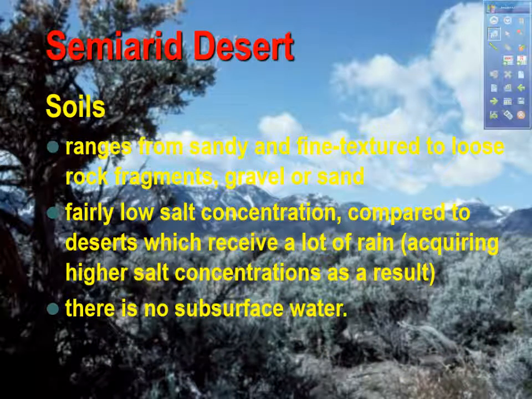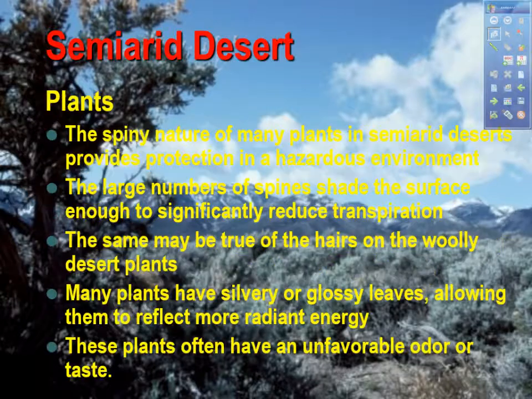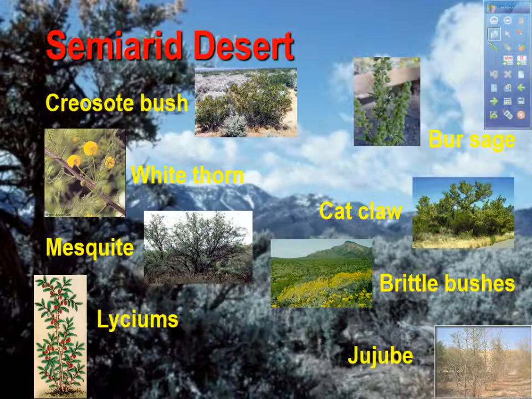The soils are mostly sandy and fine textured, with a few rocky spots, low salt concentration, so low nutrients compared to stuff that gets downfalls of water, and then still no subsurface water. The plants are more spiny, not a lot of broad leaves here because there's not enough water to support them, they'd shrivel up. So the adaptations they have are those leaves have been modified into spines, and that allows them to still work on the photosynthesis without having the big broad leaves. So these are your options, some examples for the semi-arid desert plants.